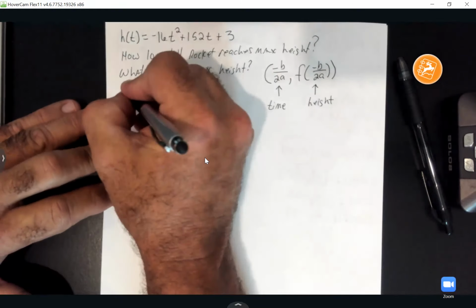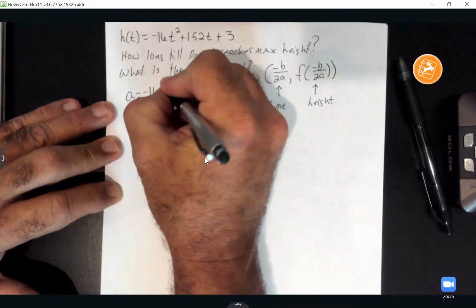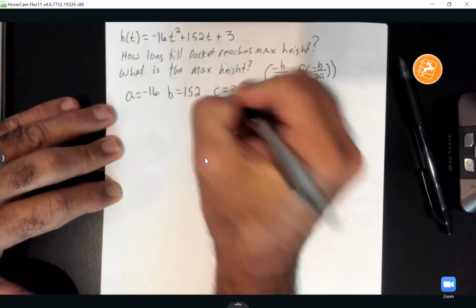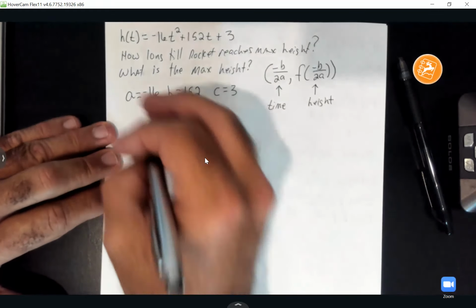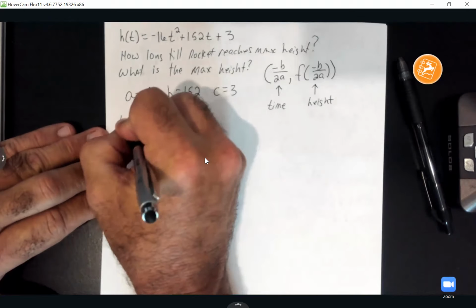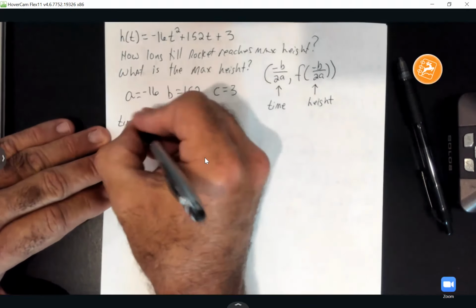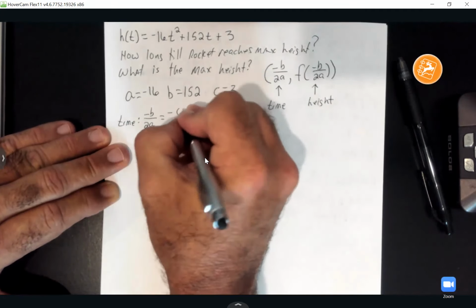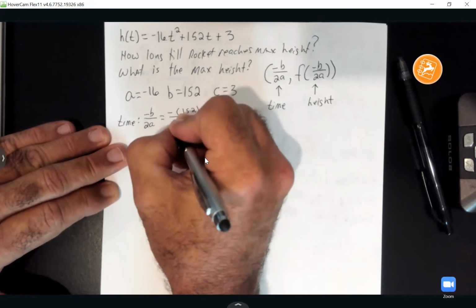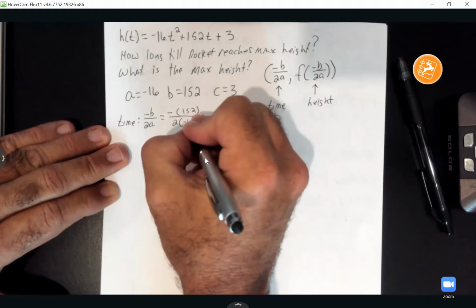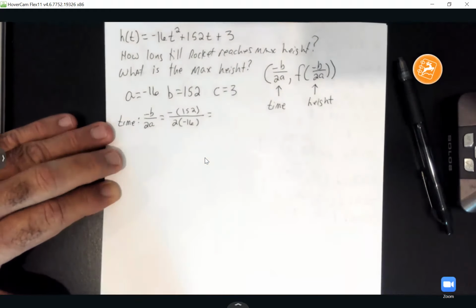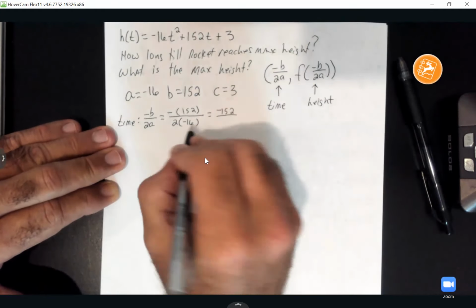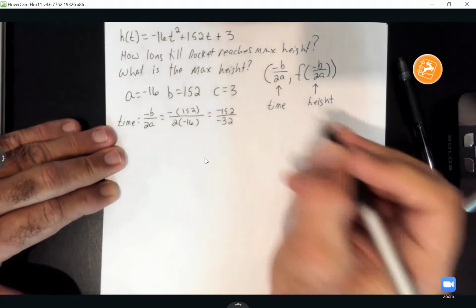So y'all, let's see what we got. A for us is -16. B is going to be 152. And then C will be that +3. So now let's get our time, which is equal to the x value. So we're going to find -b over 2a. That'll equal negative times 152 over 2 times my a, which is -16. Alrighty, also top, I get a -152. Bottom, I'm going to get a -32.